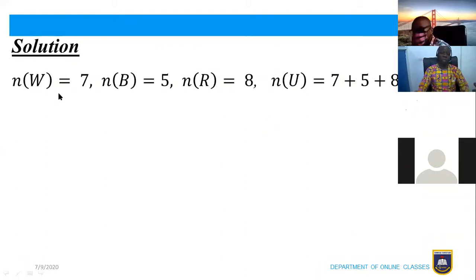So we are using their first letters to represent the type of colored balls that we have. Number of B, which is the number of black balls, equal to 5. And the number of red balls, which the R here represents, equal to 8. So the sample space, the number of U, will be equal to 7 plus 5 plus 8. That gives you 20. So it means that in all, we have 20 balls in the basket, out of which we are going to make our selection.